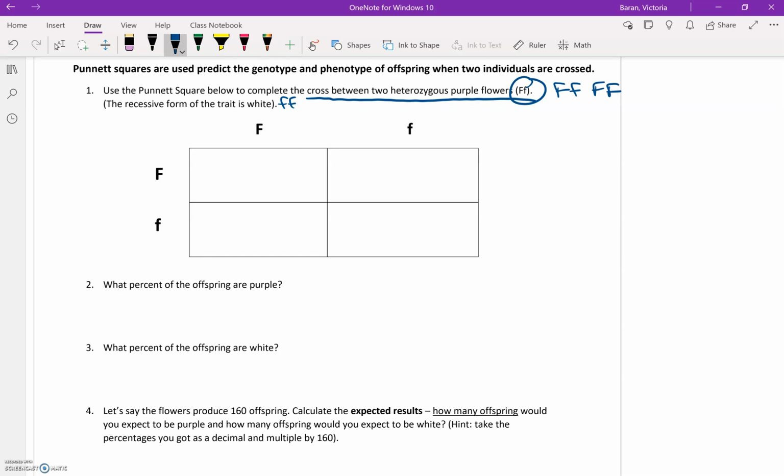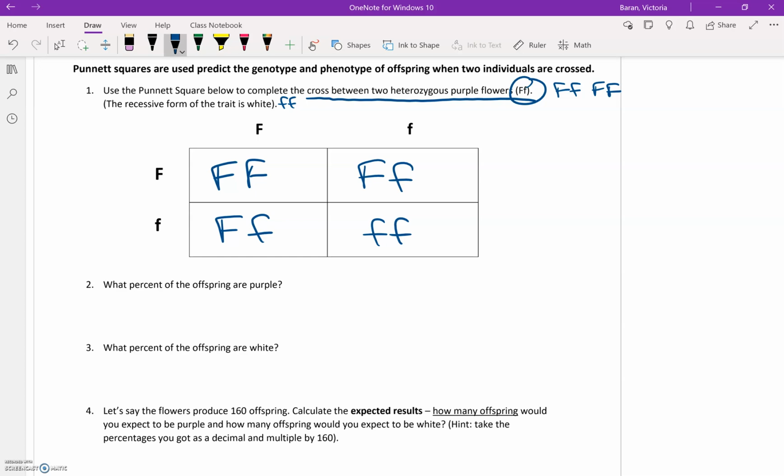So the first thing that we're going to do is just complete that cross, okay? So in this box, we're going to have big F, big F. So that would be a purple flower. In this box, we would have big F, little f. Since the purple is dominant and that big F is present, this would still be a purple flower. Same thing with this guy. But this one is little f, little f, so that would be your white flower.